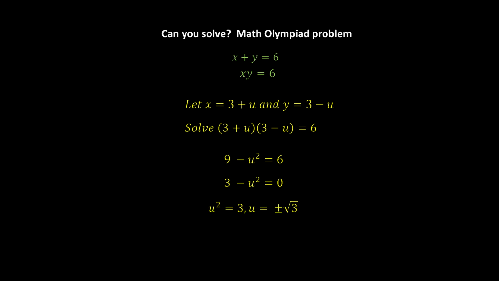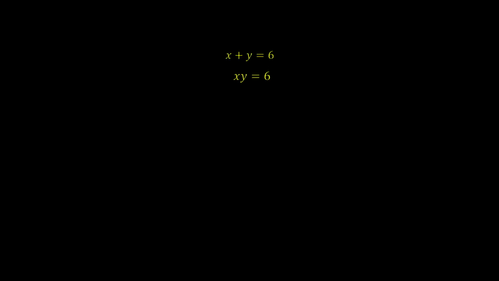And taking the square root of both sides yields u is equal to plus or minus the square root of 3. So our answer is x is 3 plus the square root of 3, and y is 3 minus the square root of 3. Let's check our answers with the original equations.